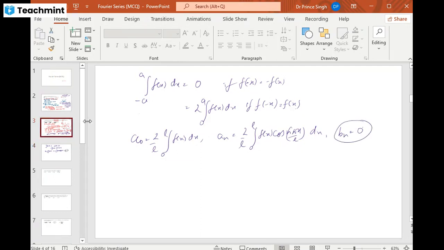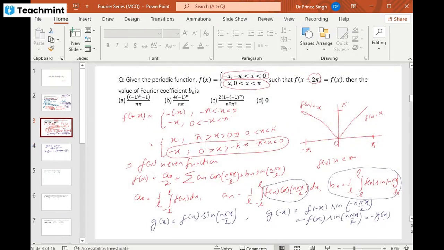But in this particular question, we are interested to find out the value of Bn only. So what do we conclude from here? The conclusion is the value of Bn is 0.